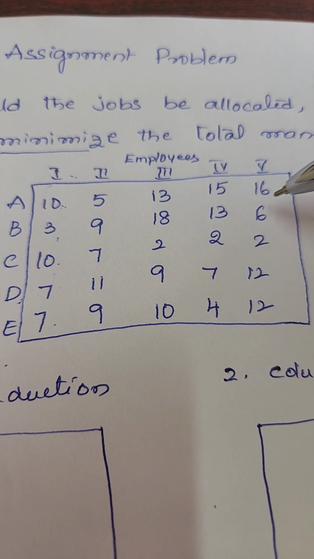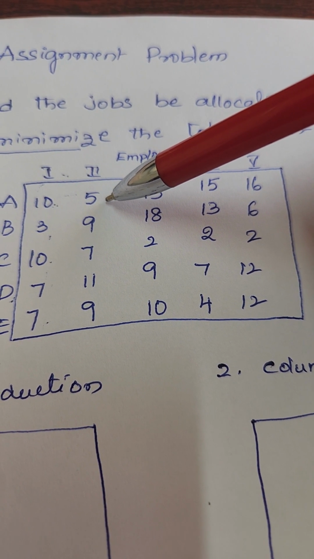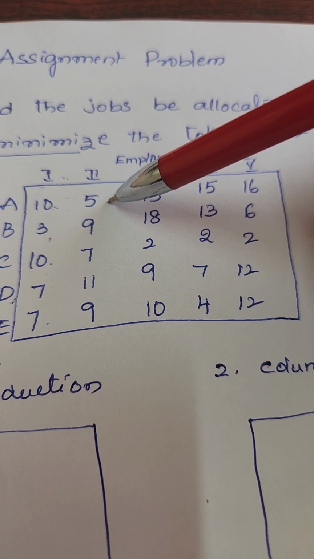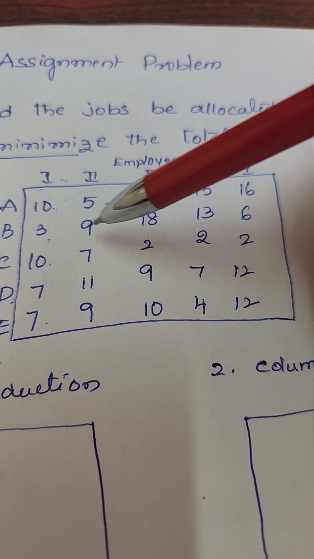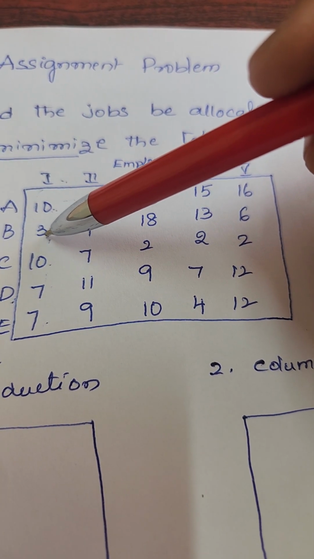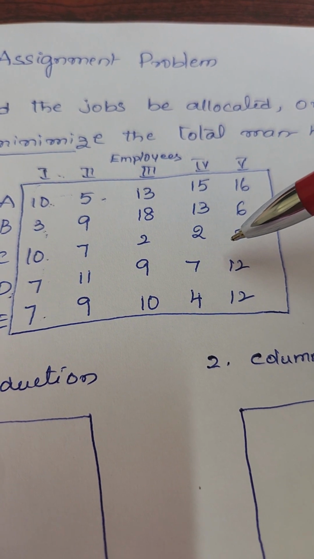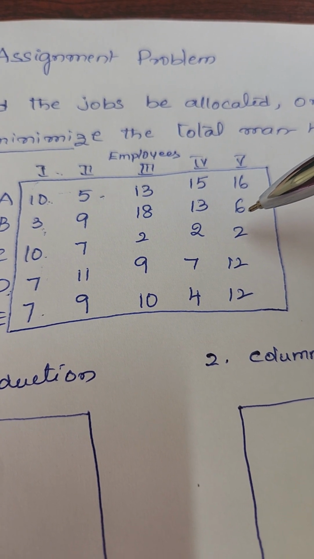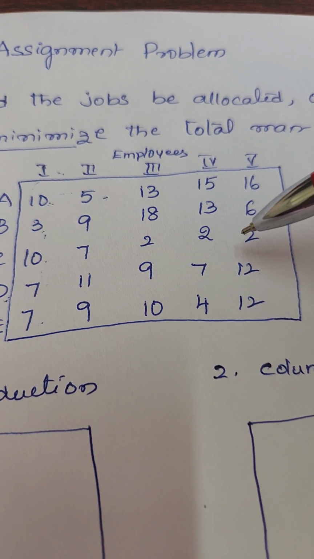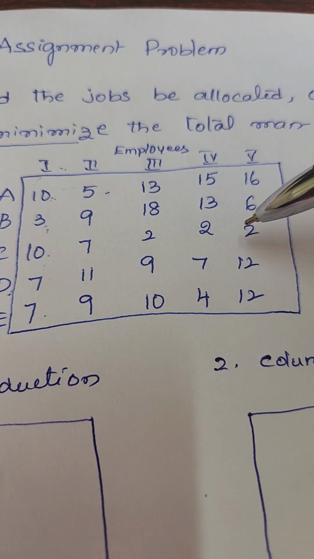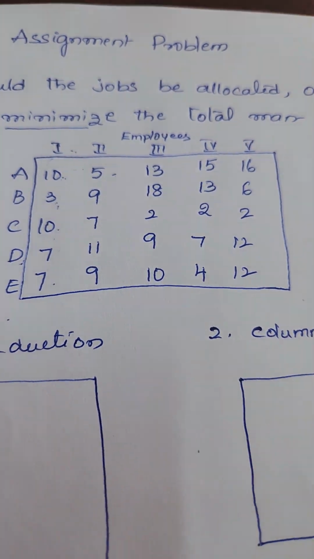So from the first row, take the least element. Here in the first row, 5 is the least element. Subtract that 5 from the remaining elements. Likewise, in the second row, take the least element and subtract it from all the remaining elements. Continue this process for the remaining rows. The first step is row reduction, and then the next step is column reduction. First we do the row reduction.